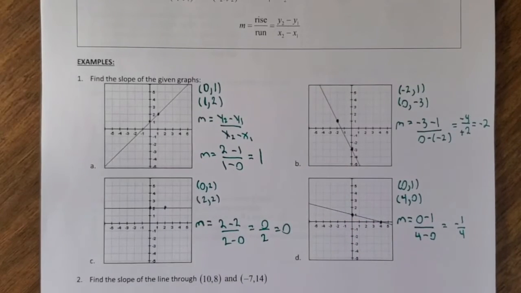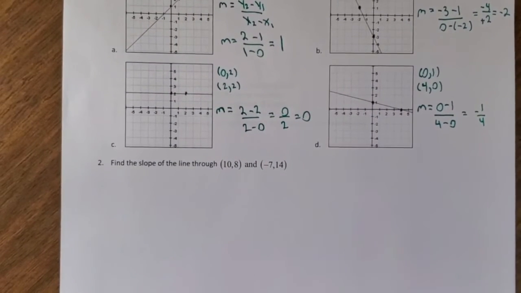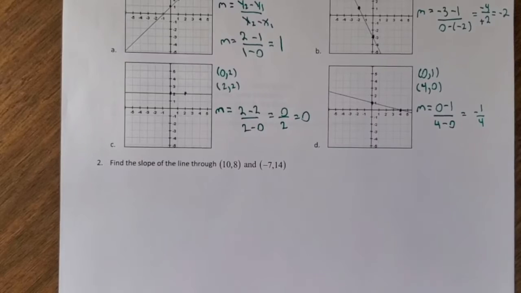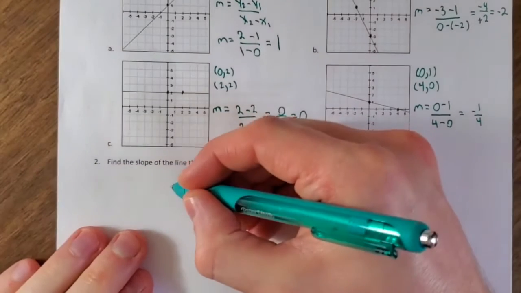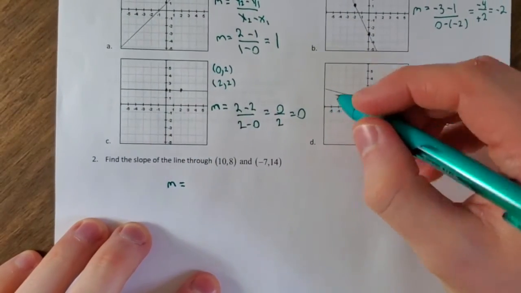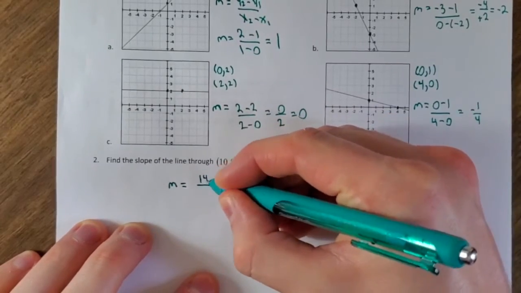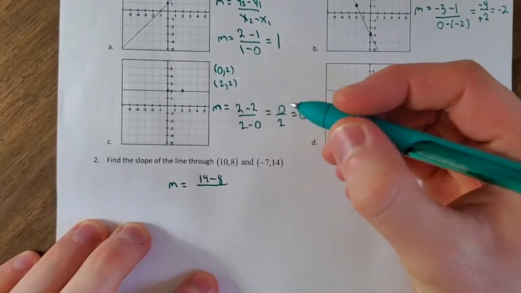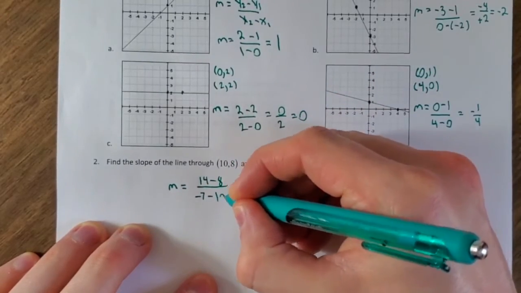Now let's move on and find some slopes without some graphs here. So we are just given the points themselves, but we don't actually need the graph to find the slope. We can just use these points by plugging them into our formula. So we'll have our slope of m, and we're taking our two y points for our numerator, so our 14 minus 8, and then for our denominator, let's have negative 7 minus 10.